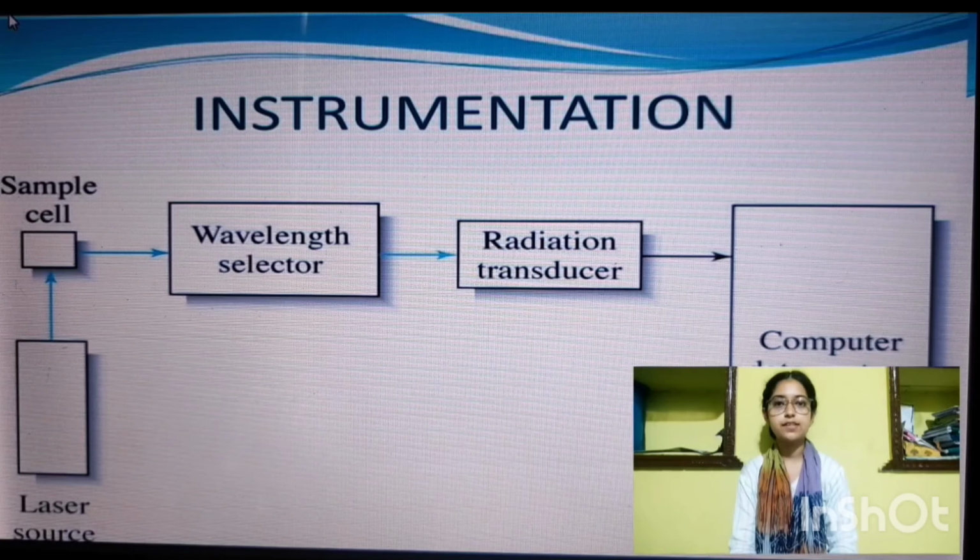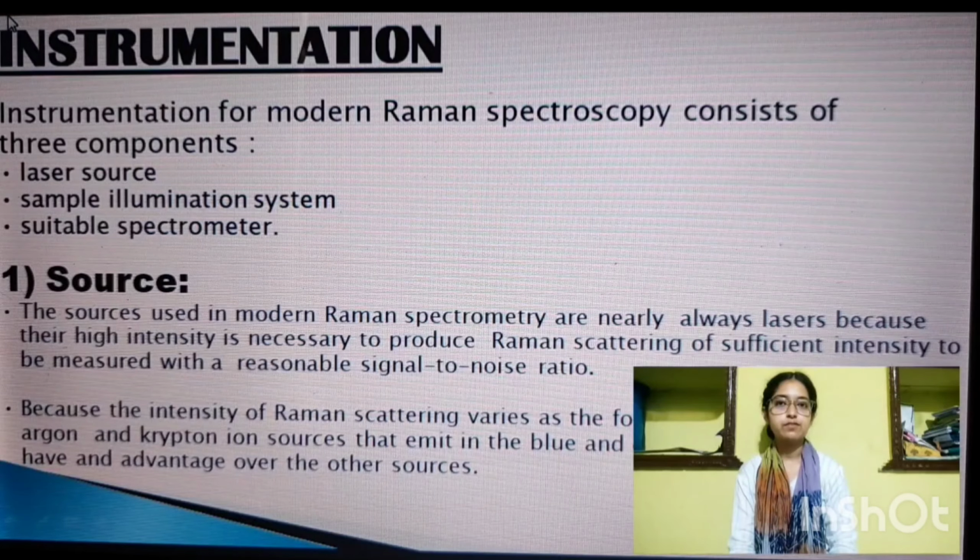Then we discuss the instrumentation. Here, first of all, we discuss the laser source, sample cell, wavelength selector, radiation transducer and a computer data system. Instrumentation for modern Raman spectroscopy consists of three components. First, laser source. Second, sample illumination system. Third, suitable spectrometer. So first we discuss the source.